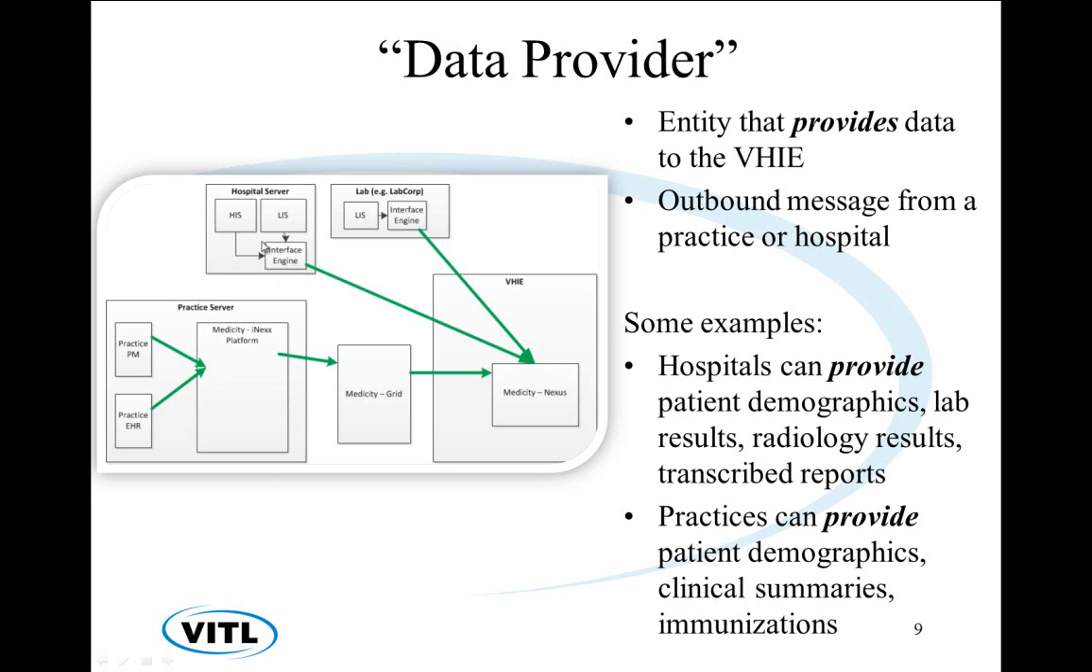And hospitals, some examples of this, as I mentioned, hospitals can provide patient demographics, lab results, radiology results, transcribed reports, all of those things. Oftentimes, we have labs sending us data. These could be hospital labs, or they could be commercial labs. And then, as I mentioned, the practices can send us patient demographics, clinical summaries, immunizations. Those are all of the things that we would consider them providing data to the VHIE.